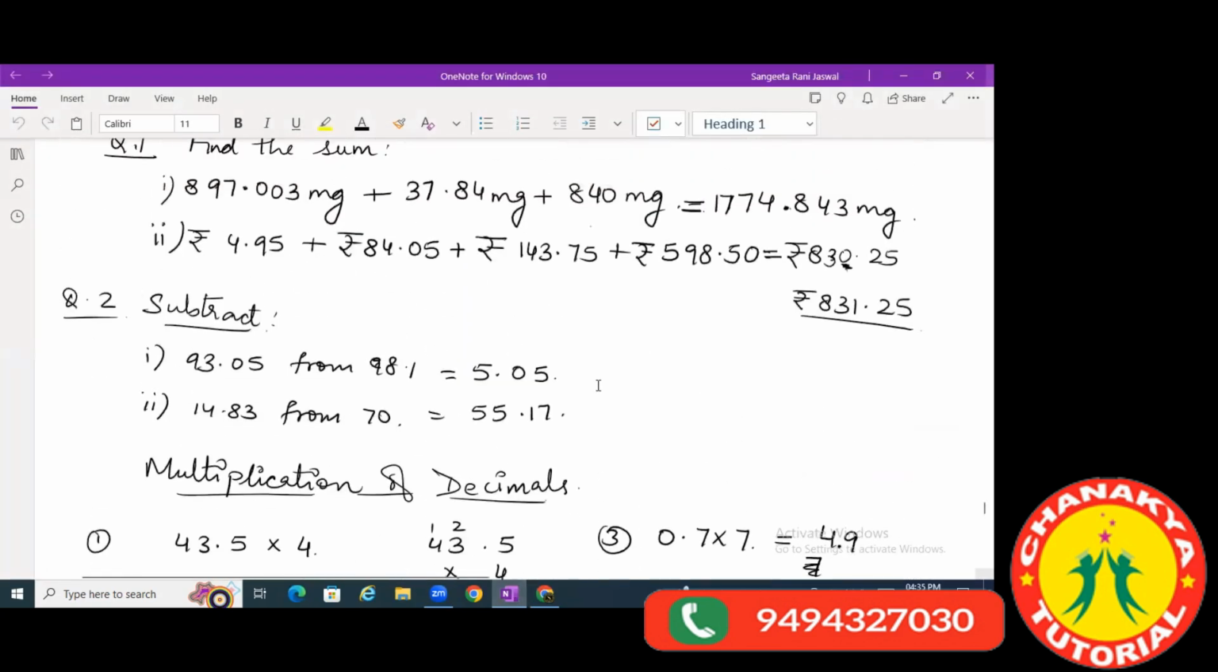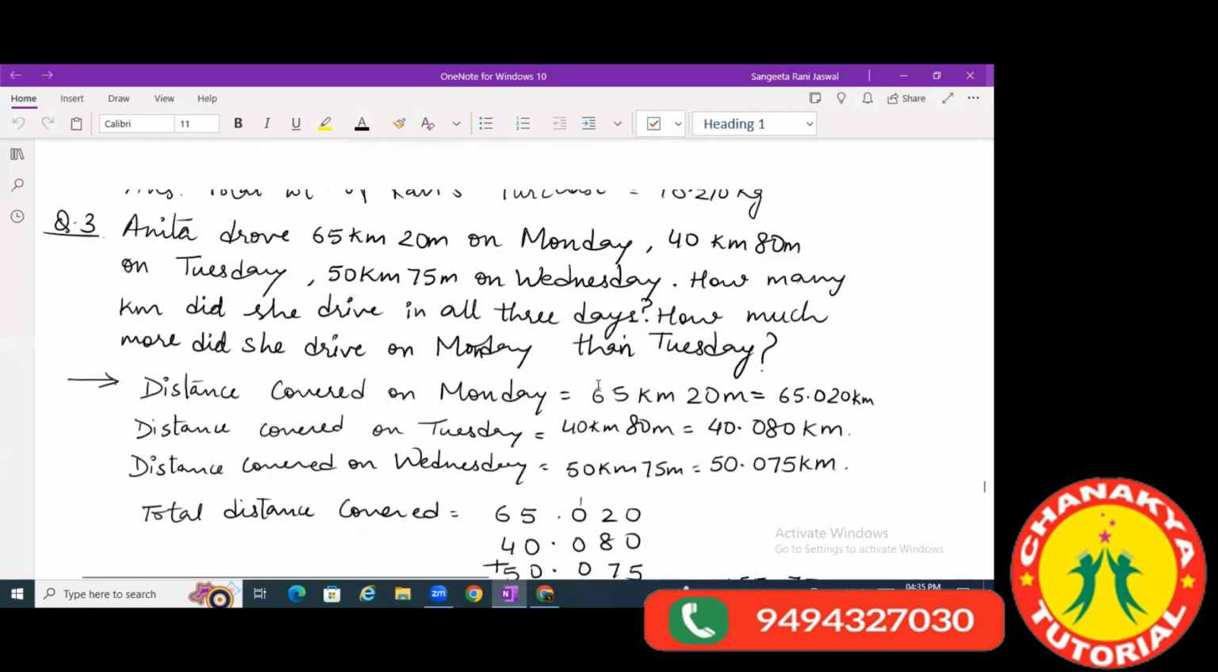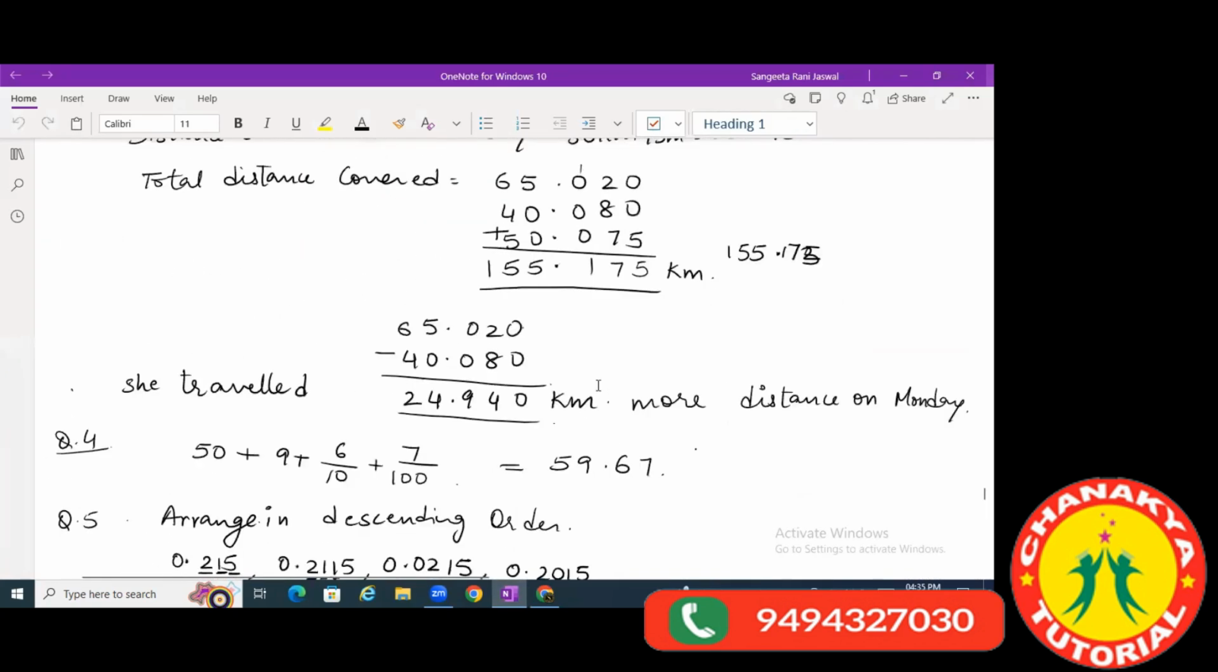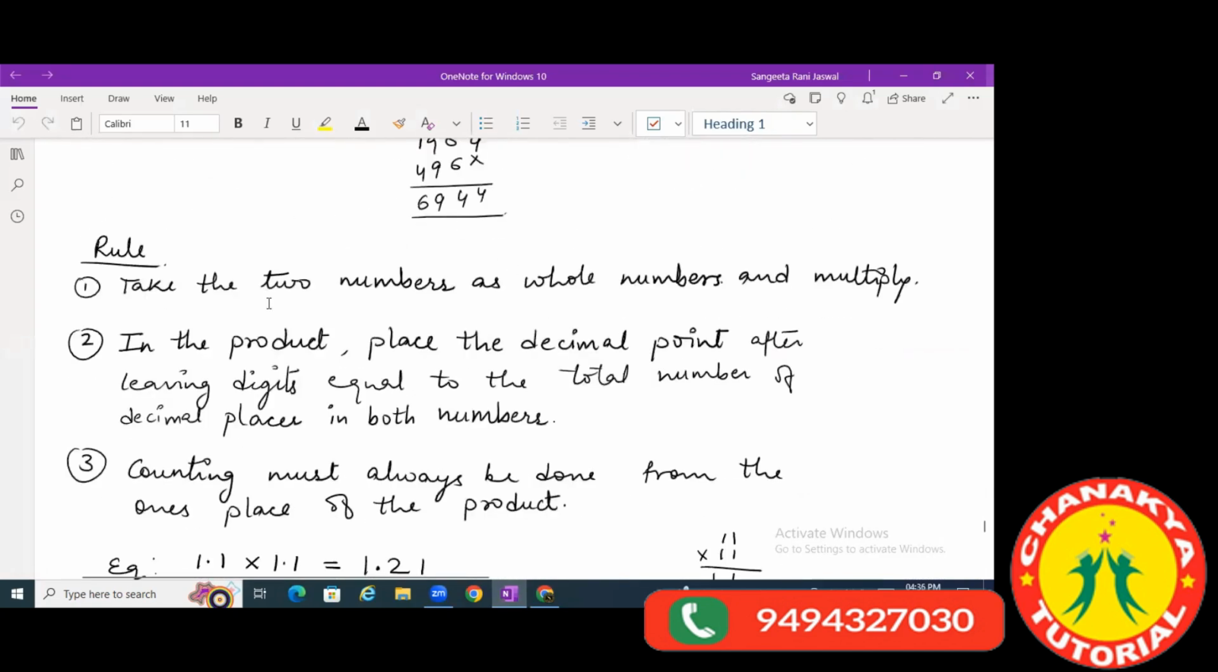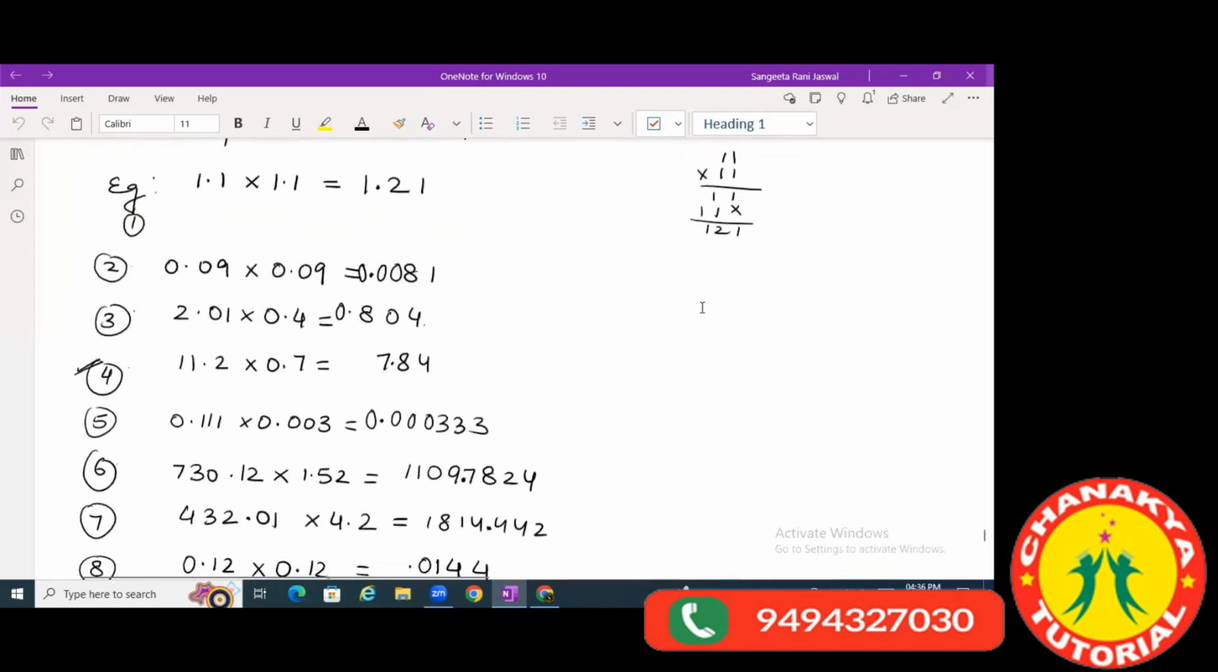Okay, these were some multiplication sums. And before that, we had done some rules also for how we multiply. So how do we multiply? We first multiply the numbers as whole numbers. We just consider them as whole numbers, like 9 into 9. Just ignore the decimals first, okay?